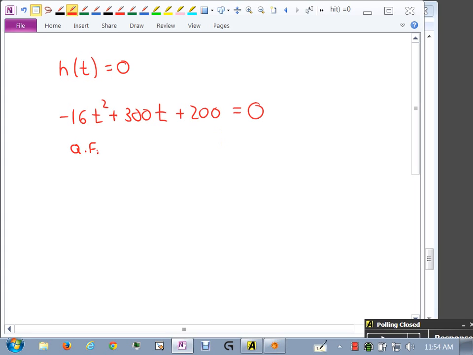And let me just modify this here. You should get two answers. T is equal to negative 0.645, and then the other one is 19.39, something like that. Seconds.